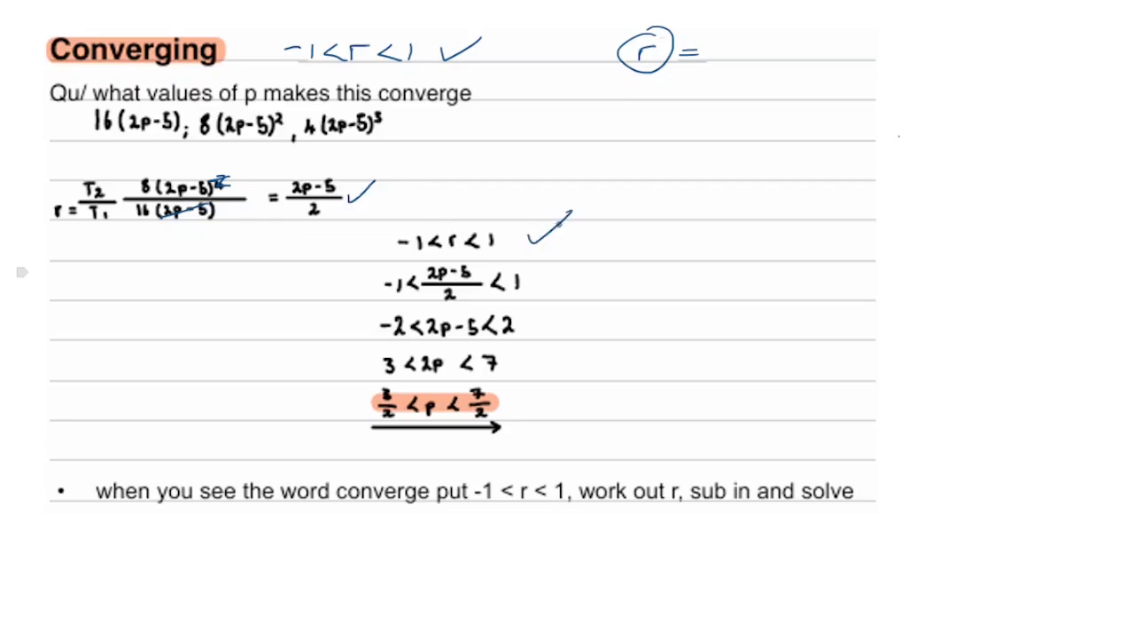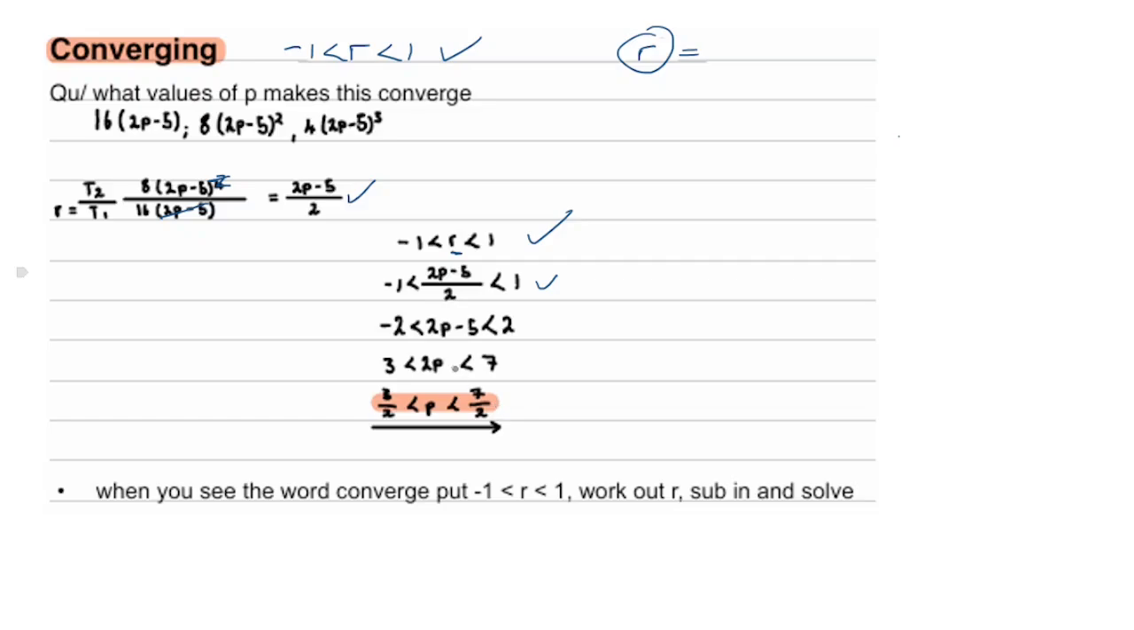So I've shown that I know what converging means. I've put the value of R that I've just worked out in between there, and then the rest kind of becomes like a grade 10 inequality question where I'm just timesing both sides by 2. Then I'm left taking the positive 5 across, and then I divide by 2 to get p by itself.